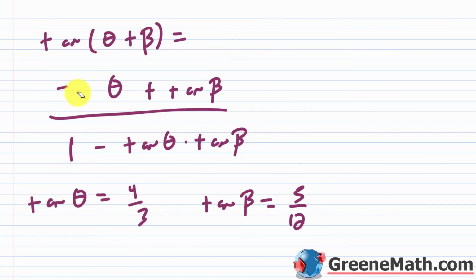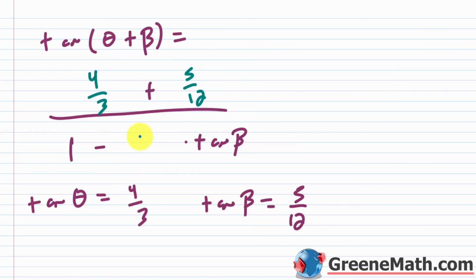So the tangent of theta, I'm just going to erase this and put in a 4/3. The tangent of beta is 5/12. Let's put that in there. And then again, for the tangent of theta, you have 4/3. For the tangent of beta, you have 5/12. Now, these problems are never fun to simplify.